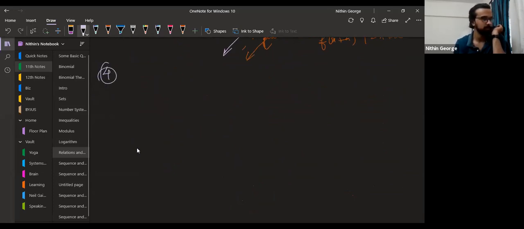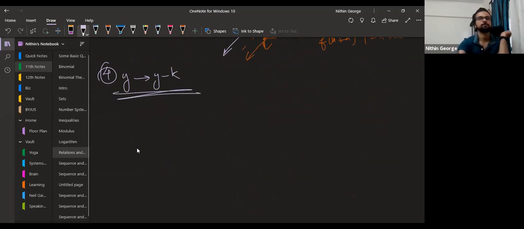Now, y becomes y minus k. Can you guys tell me what happened? Y equal to y minus k.